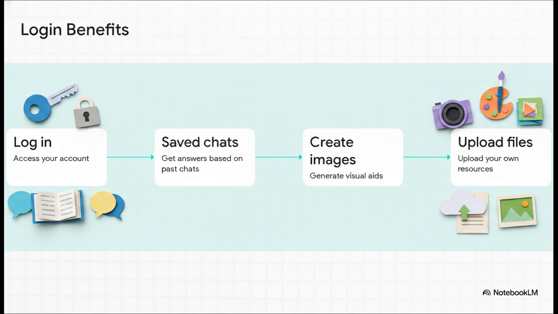The interface lays out a very clear 4-step roadmap of the benefits you unlock upon logging in. Step 1. Access your account. Step 2. Gain historical context by getting answers based on your saved chats. Step 3. Unlock the power to create images. And Step 4. Gain the ability to upload your own files, like maybe a photo of your homework or a really complex worksheet. It explicitly shows the value exchange for creating an account. You aren't just logging in for the fun of it. You're trading your account creation for a massive upgrade in educational functionality and context retention.